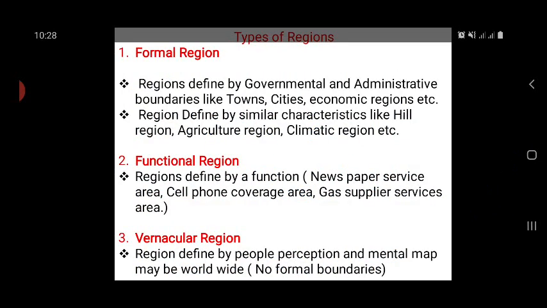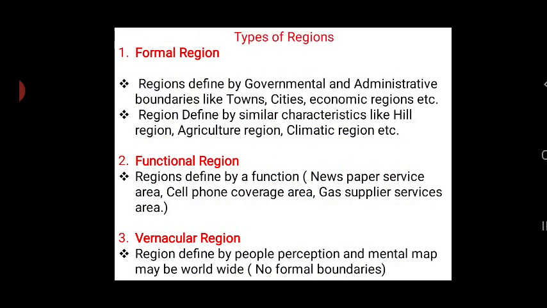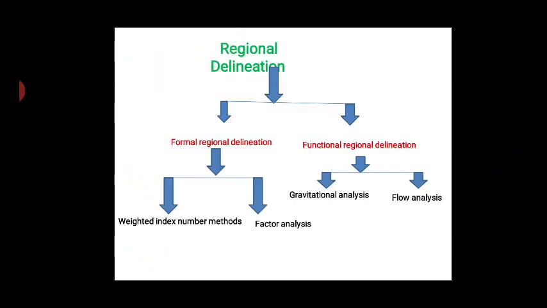There are three types of regions, namely formal regions on the basis of homogeneous condition, functional regions on the basis of service, and vernacular regions on the basis of perception of human beings. Regional delineations can be analyzed as formal regional delineations and functional regional delineations.